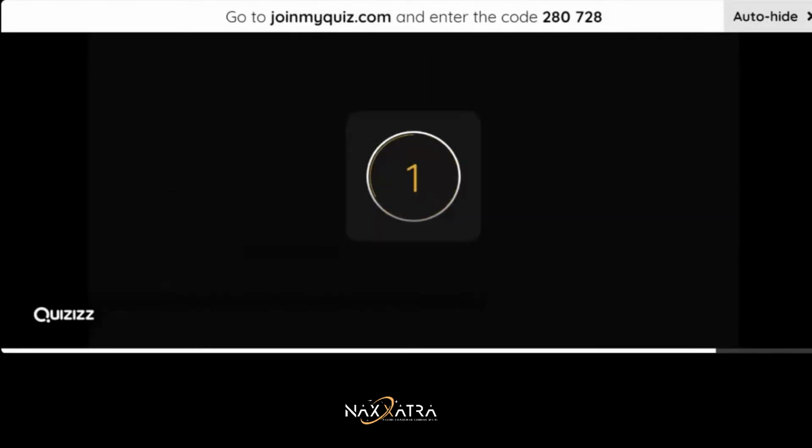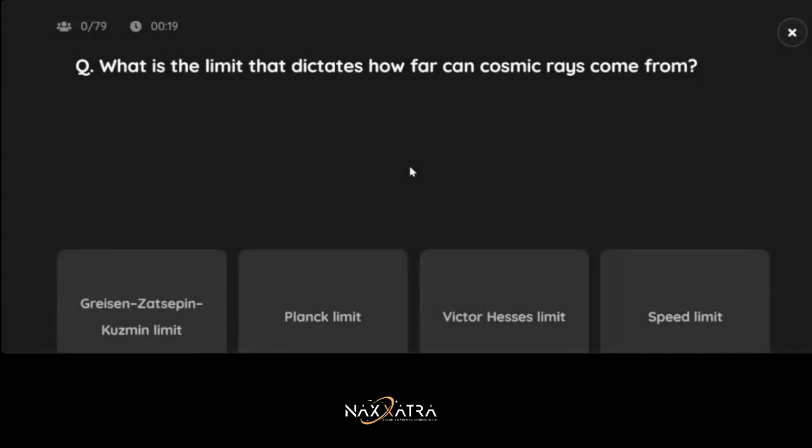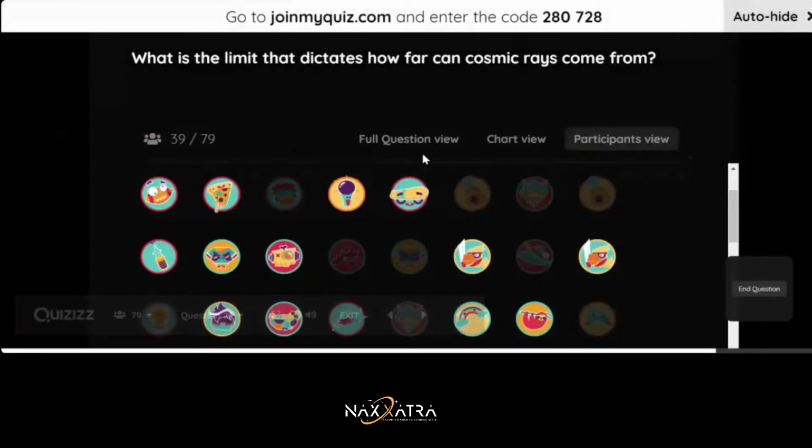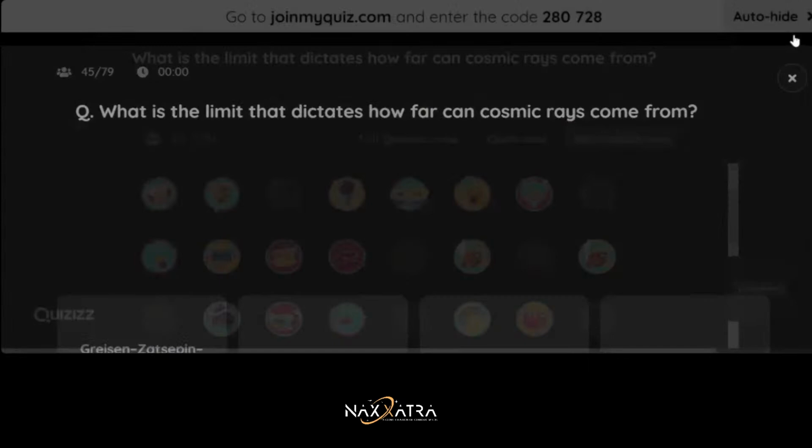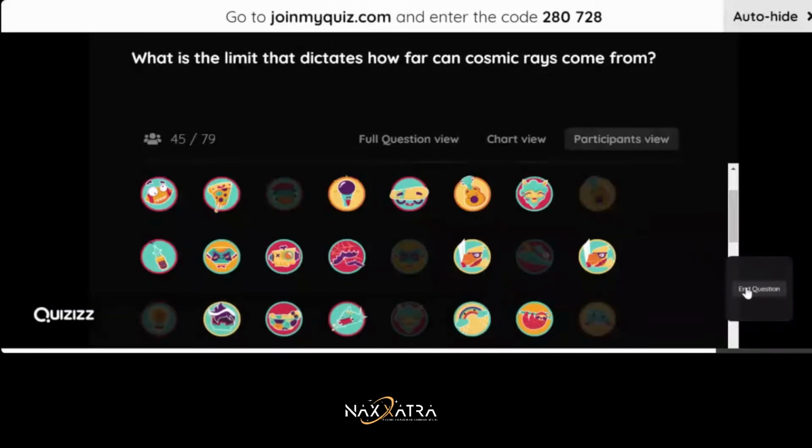So we are going to the next question. What is the limit that dictates how far cosmic rays can come from? So what is that limit that tells how far cosmic rays can come from? I will give them 2-3 seconds more for this. Is it the GZK limit, Planck limit, vector Hesses limit, or speed limit? So I'm stopping the responses in 5, 4, 3, 2, and 1.